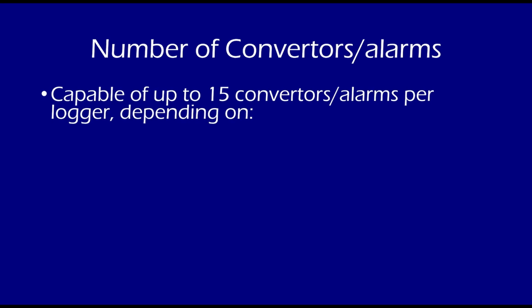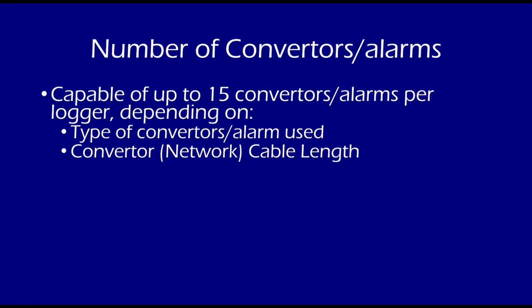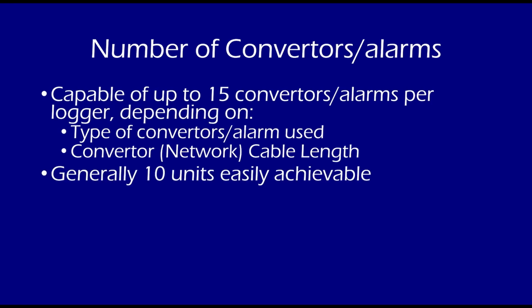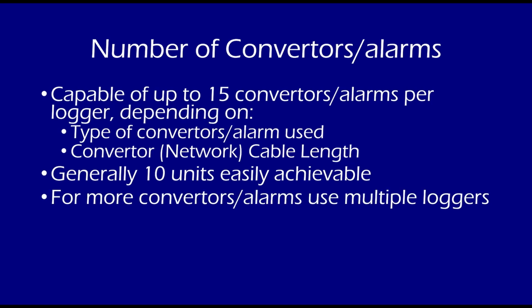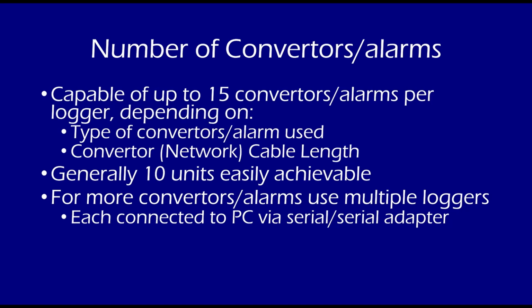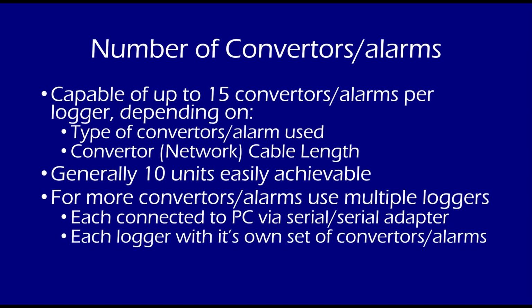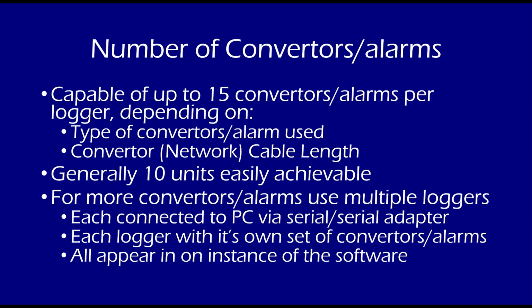Now, in terms of the converters or alarms that you can have on an environment system, it has the capability of having up to 15 converters or alarms connected per logger. This will depend upon the type of converter or alarm that's used and on the converter or network cable length. Generally speaking, 10 converters or alarms is easily achievable. For more converters or alarms, you can just use multiple loggers. Each will be connected to the PC using a serial or a serial adapter, and each logger will have its own set of converters or alarms. All will appear in one instance of the software.